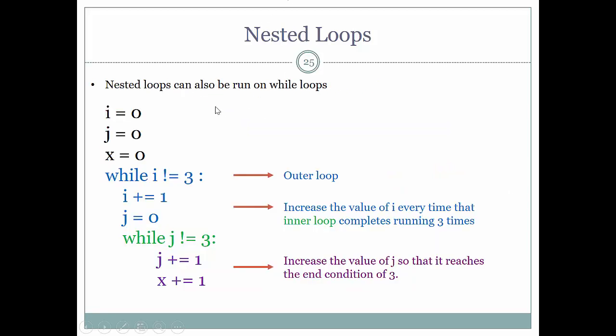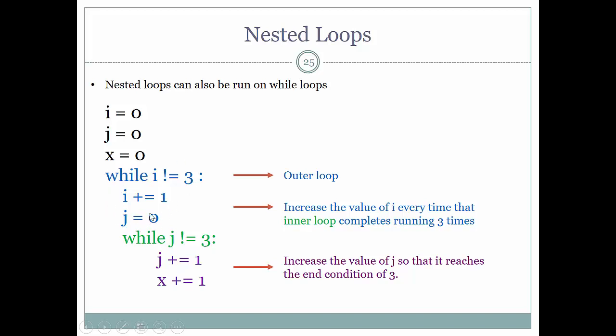So nested loops can also be run using a while loop. It's just that we need to initialize the values. So again, we've got i and j being 0. And as long as i is not equal to 3, keep running the inner section. So the inner loop is the green and purple section. The outer loop is actually the blue section.